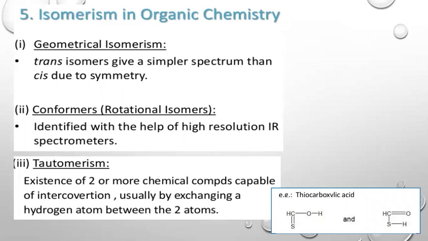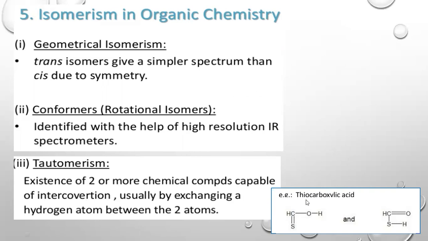Isomerism in organic chemistry. Geometrical isomerism. In the case of geometrical isomerism, trans isomers give a simpler spectrum than cis due to symmetry. Generally, if the cis molecule has a bulky group, because of steric crowding the spectrum shows different bands. It is also helpful in the identification of conformational isomers and tautomers.